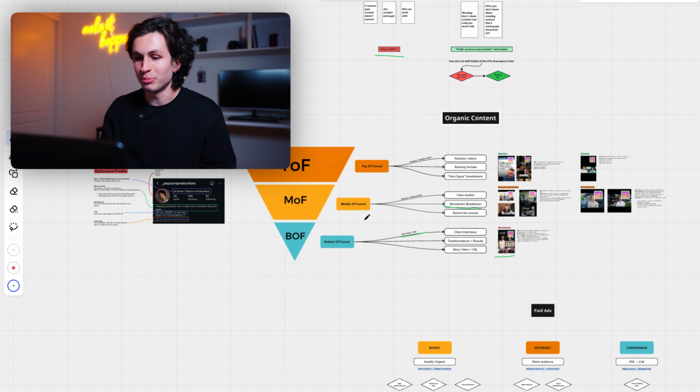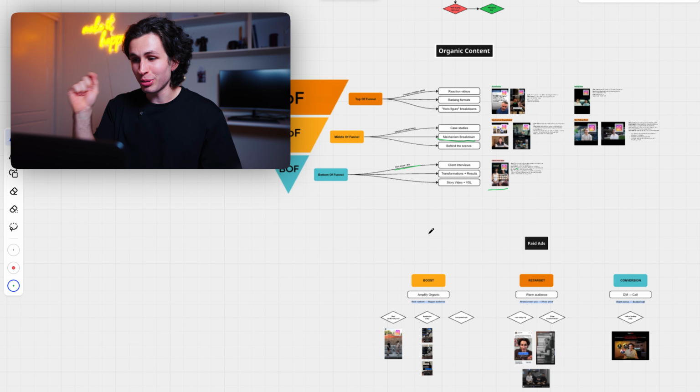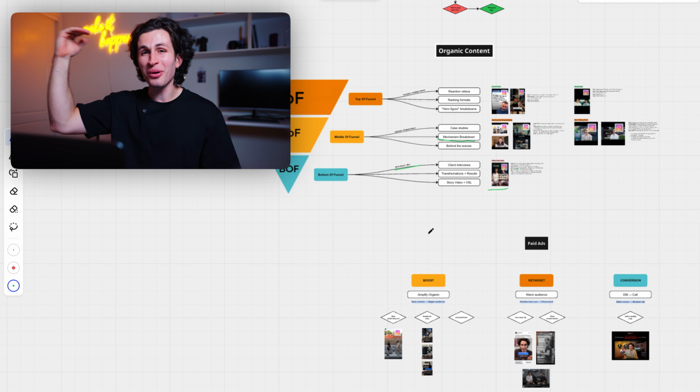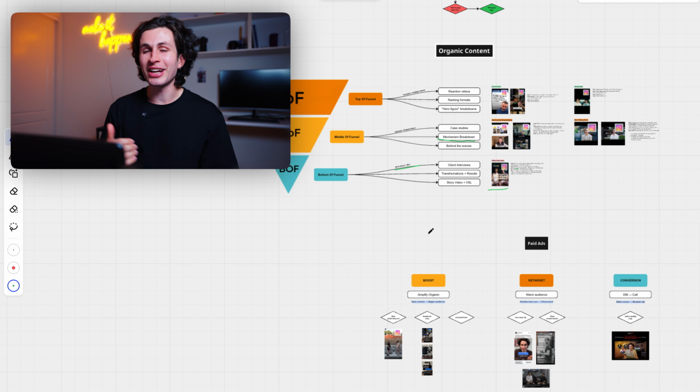This is where the trust is built. This whole system here is where the trust is built. Because you can run an ad without having any content running to your page. But the problem that you're gonna face every single time is your cost per client is gonna be so high. Your CPA is gonna be so high. And that's not what we want.